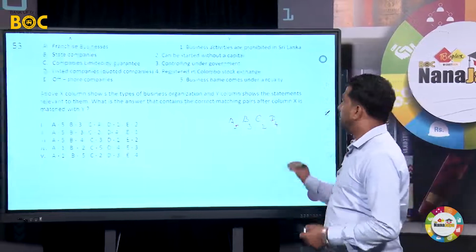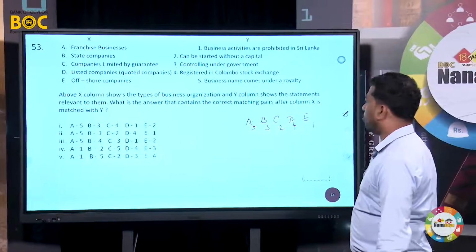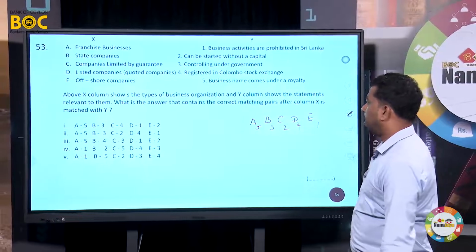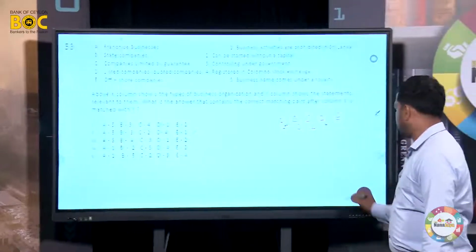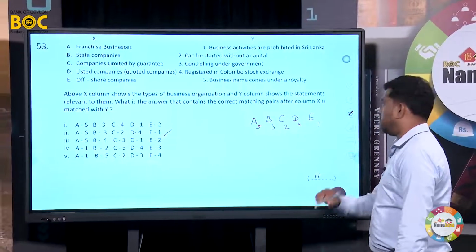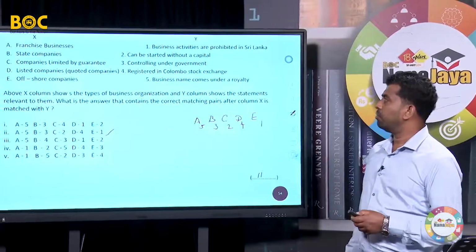So, 1 for E. 53241 is in the second option. So the answer is the second option for question number 53. Question number 54.